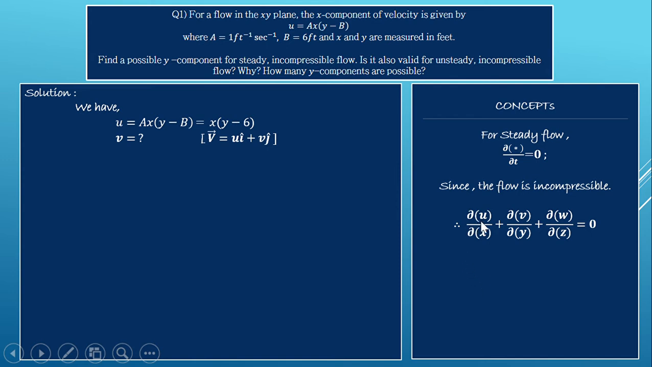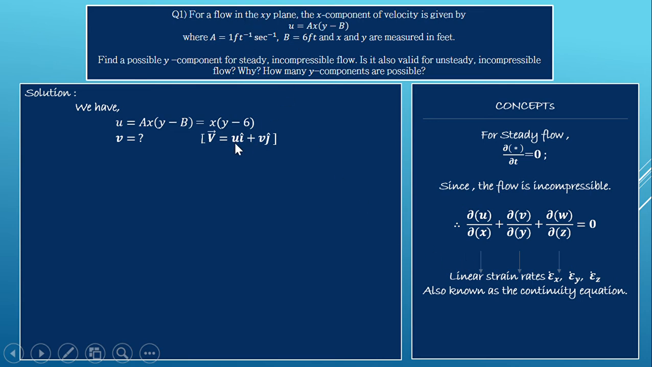the partial differentiation of u with respect to x plus the partial differentiation of v with respect to y plus partial differentiation of w with respect to z is equal to 0. These partial differentiations or partial derivatives are nothing but the linear strain rates along x, y, and z direction, represented by epsilon x dot, epsilon y dot, and epsilon z dot, respectively. The above equation is also known as the equation of continuity in differential form.